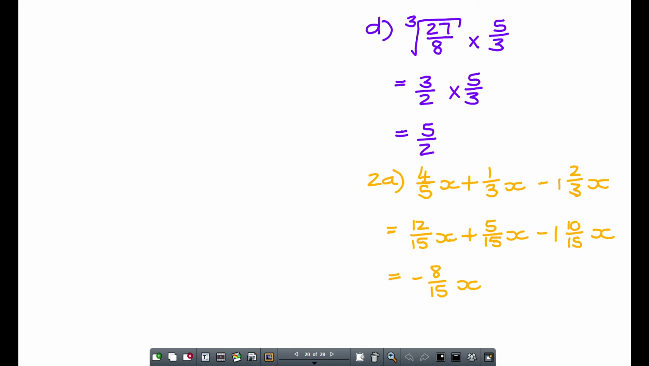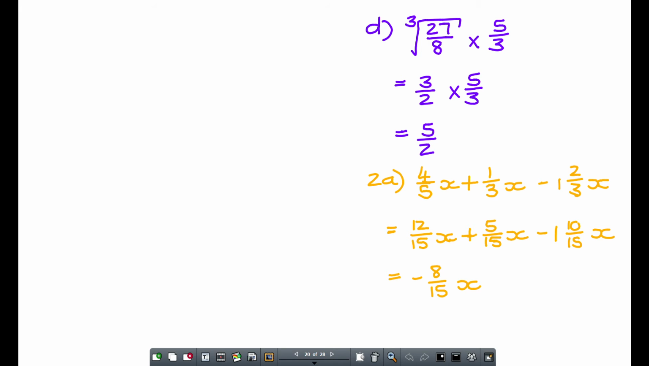Then 2a, I wanted you to see that they all have an unknown of x. Do you see that? Which means that they are like terms. So I am allowed to go and add and subtract. So before I could do that, I had to look at my denominators. Now my denominators are 5, 3, and 3 again. So that's why I made my lowest common denominator the 15. Okay, so 12 over 15x plus 5 over 15x minus 1 and 10 over 15x.